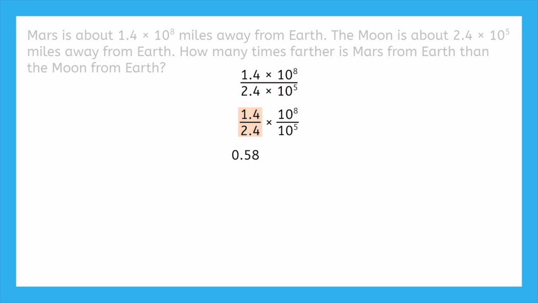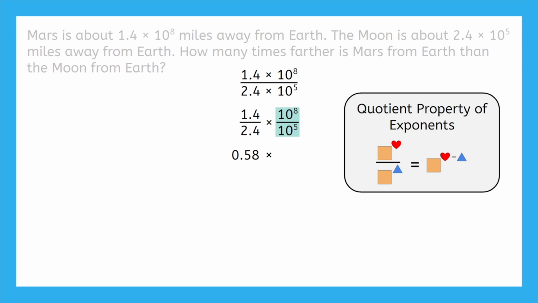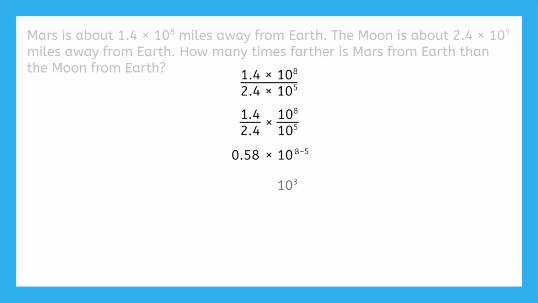How do we divide the powers of 10? They're exponents with the same base, and that calls for the quotient property of exponents. The base stays 10, and we subtract the exponents. 8 minus 5 is 3, so that's 10 cubed.